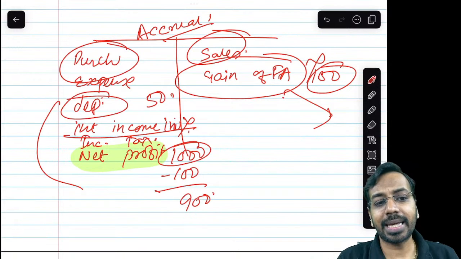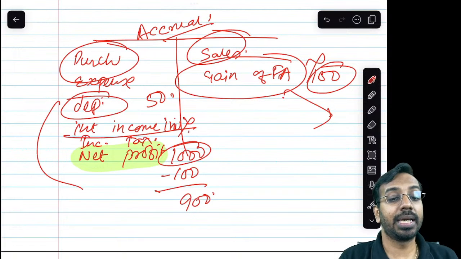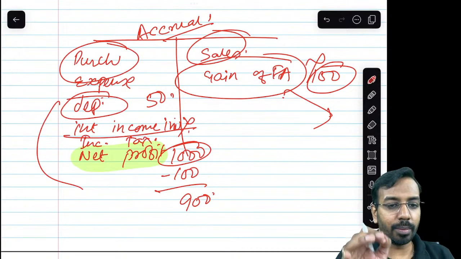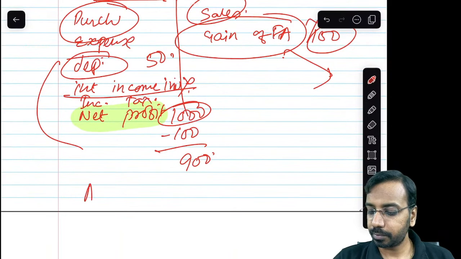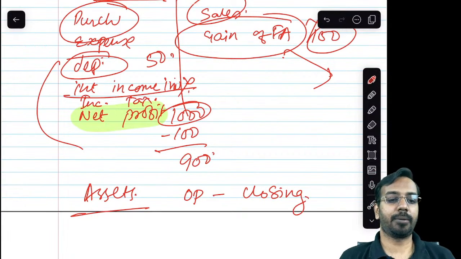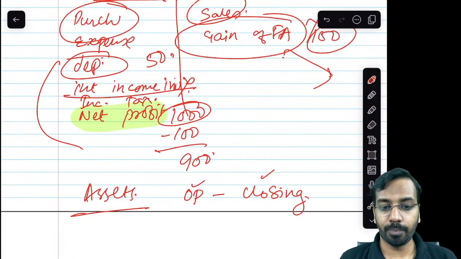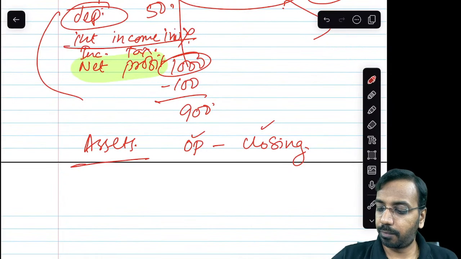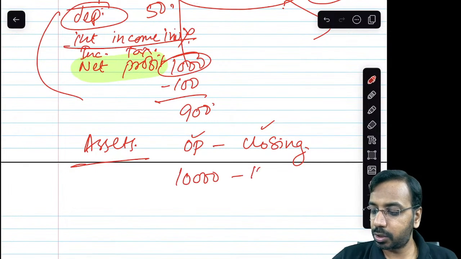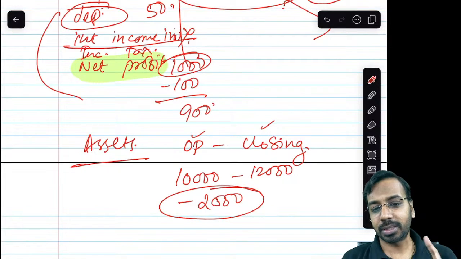Means we would have paid cash, or we would not have paid cash. How do we handle that? That we handle by something called working capital changes. Now the simple way to remember this working capital change is, for assets, you simply do opening minus closing. What does this mean? Opening minus closing, if you do, for example, 10,000 minus 12,000, you will have to do minus 2,000. Means it is an outflow. Indirectly we are saying it is an outflow.